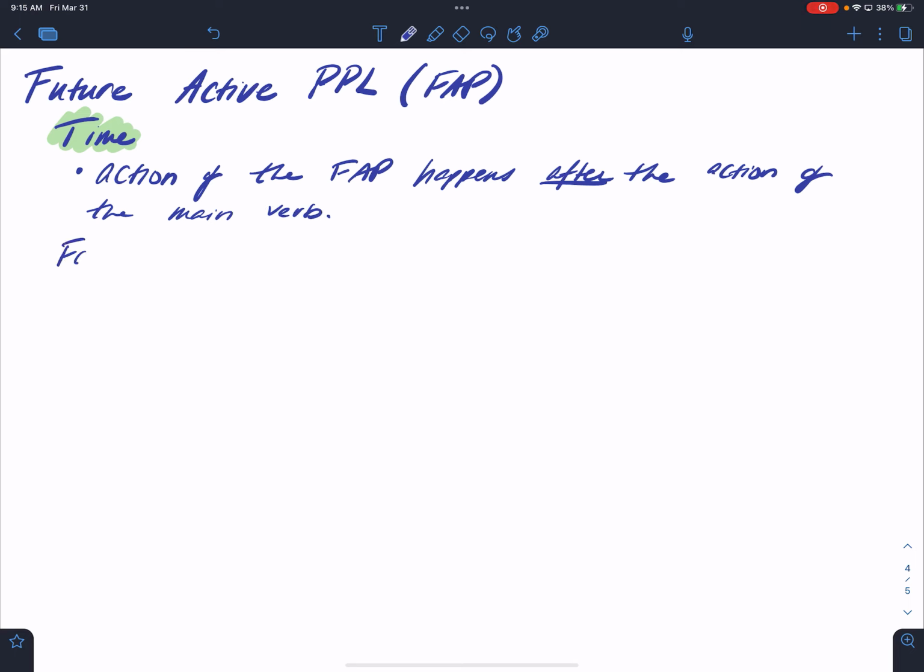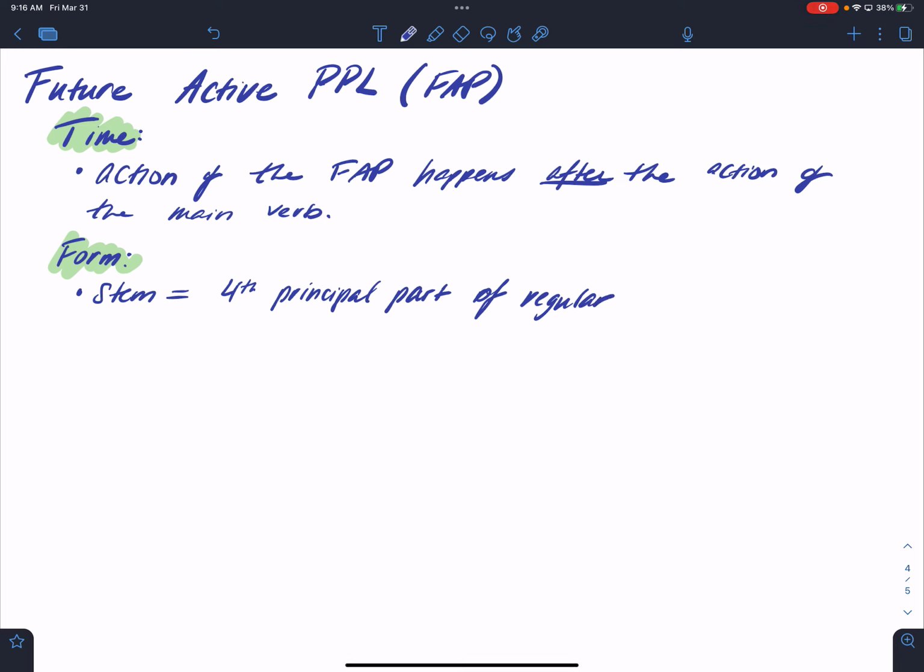Okay. Form is super easy. The stem comes from the fourth principal part of a regular verb. I think I'm just gonna change up my voice every couple of minutes to keep you guys guessing on what's going on over here.